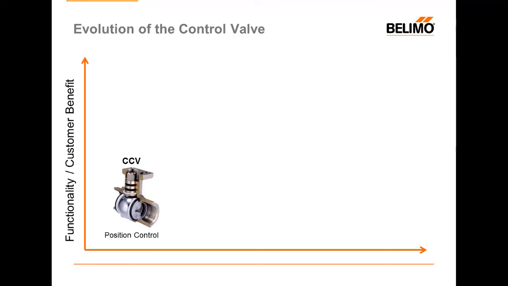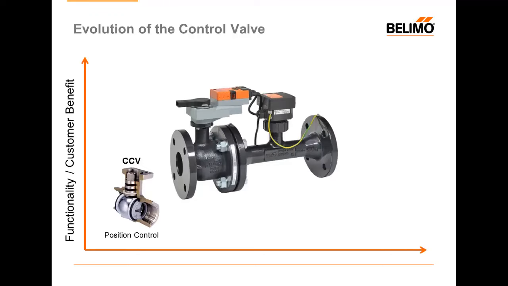But within the last 10 or 15 years, a new type of valve has come into the marketplace, and this would be pressure-independent valves. Pressure-independent valves are what is known as flow control valves, which means that the control signal now directly controls the amount of GPMs that go through the valve.